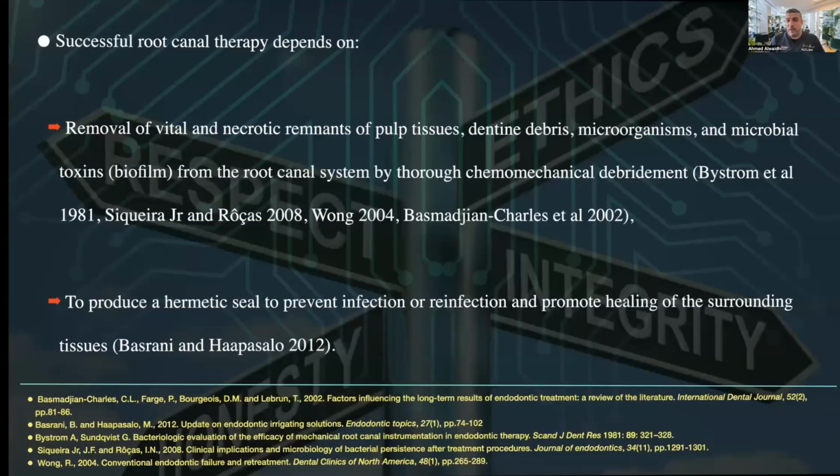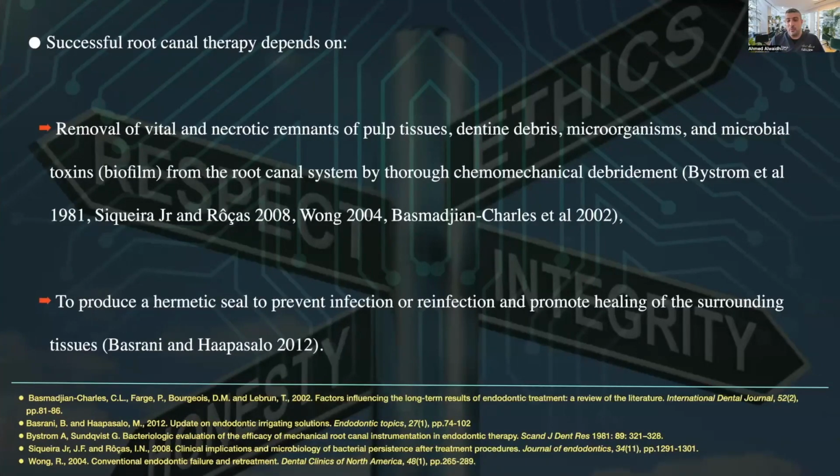And this requires that we work in two steps. First step, we need to remove any vital tissue, any necrotic tissue, any bacteria, their toxins, and biofilms from the root canal system through chemomechanical debridement. This is the first step. And the second step, we need to seal that three-dimensional system with a hermetic root filling material to prevent reinfection.